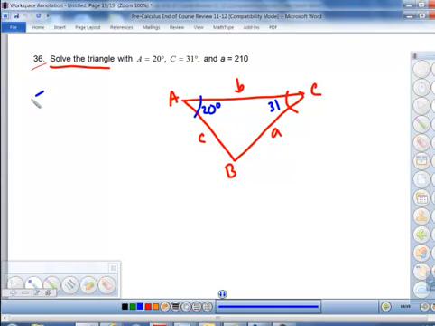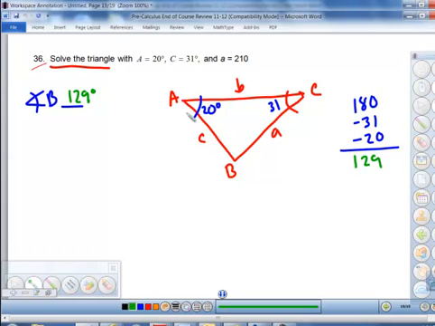So right now we can figure out what angle B is. How do we figure out what angle B is? Well, we have to take 180 and subtract 31. Someone grab a calculator. And then subtract 20 from that. From what? From 180. 129? That sounds about right. 129. Okay, so angle B is 129. Okay? And then we also know that side A is 210. So this side right here is 210.